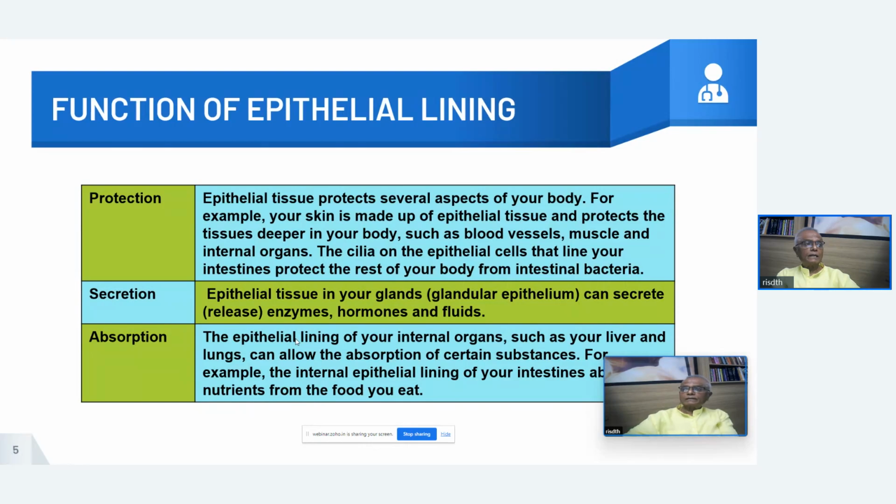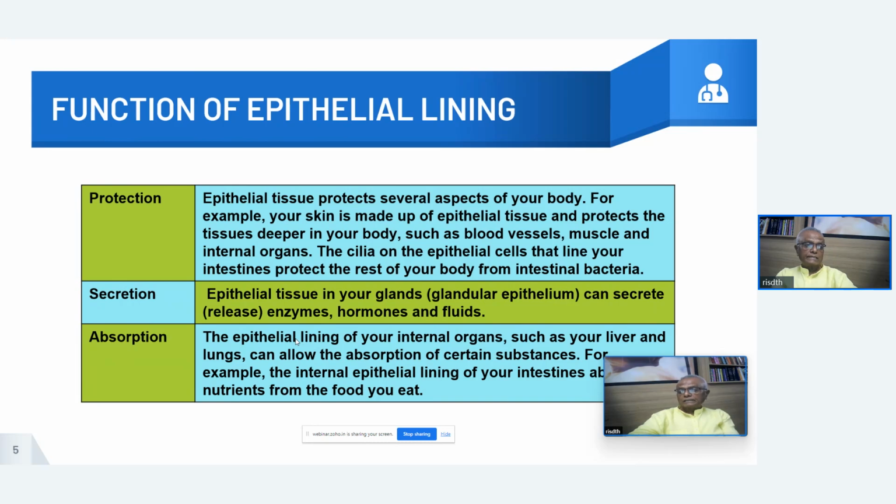Now, a function of the epithelial lining is protection. Epithelial tissue protects several aspects of your body. For example, your skin is made of epithelial tissue and protects the tissue deeper in your body, such as blood vessels, muscles, and internal organs. The cilia, the hair-like lining on the epithelial cells that line your intestine, protect the rest of your body from intestinal bacteria. So it doesn't allow the bacteria to enter the tissue. It only flows, so the bacterial flora is maintained.